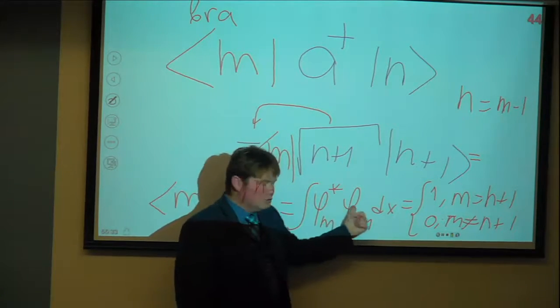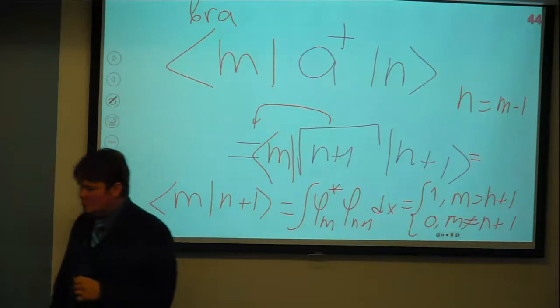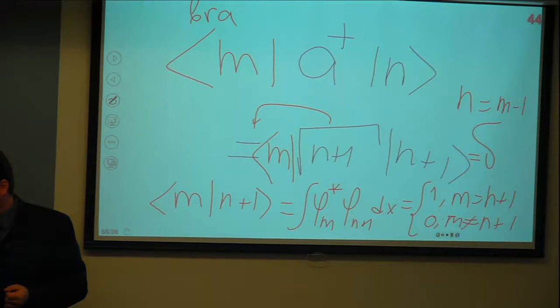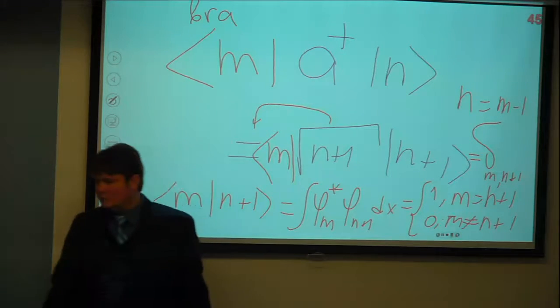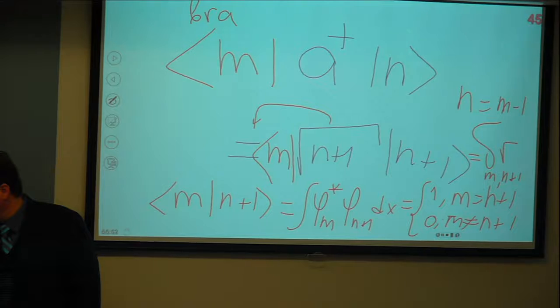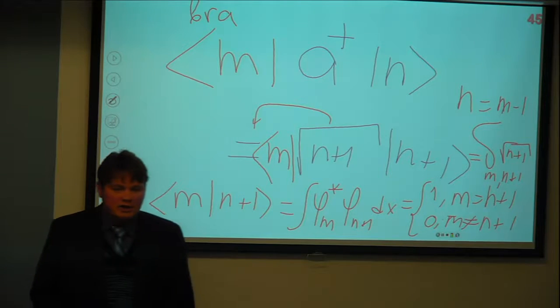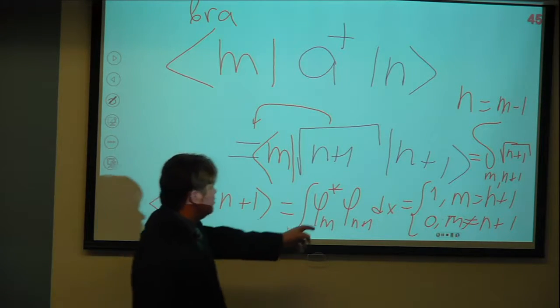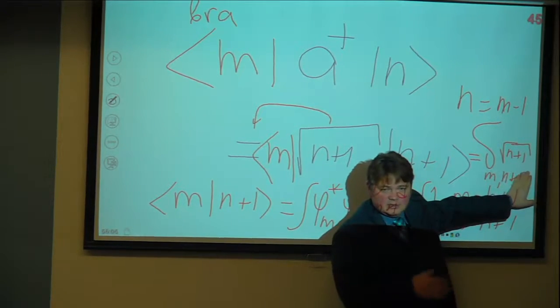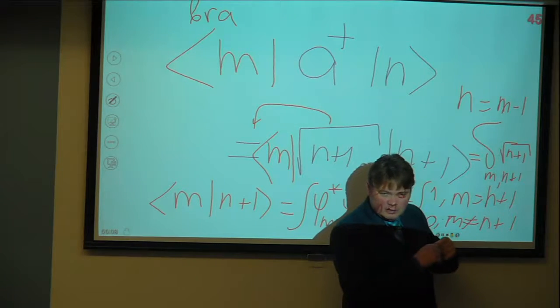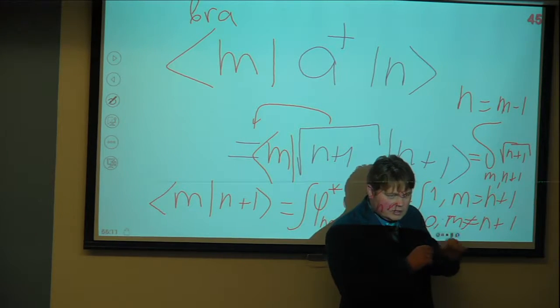By this operation, we get rid of wave functions. It will be either 0 or 1, and we can summarize it in the form of delta m comma n plus 1. So it will be multiplied by square root of n plus 1. So in fact, you already do have the matrix element. So it will be a matrix. If it were m n, it would be a diagonal matrix. But if m, n plus 1, it will be a matrix with non-zero elements on the subdiagonal.